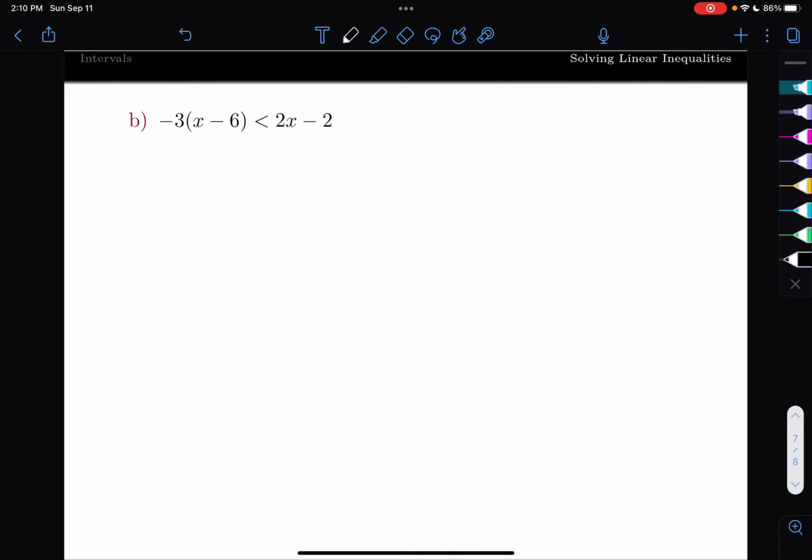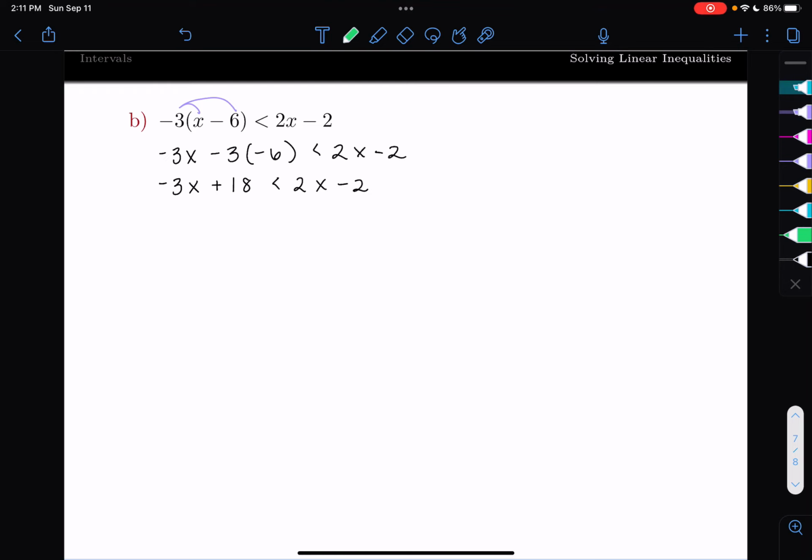Let's try another one. Now we're going to make it a little more complicated, and we've got that negative 3 out front. So just like we had parentheses in our equations, we're going to go ahead and distribute to get rid of them. So we distribute the negative 3. That gives us negative 3 times x. And then we get negative 3 times negative 6. And we need this to be less than 2x minus 2. So simplifying that a tiny bit gives us negative 3x plus 18 is less than 2x minus 2.